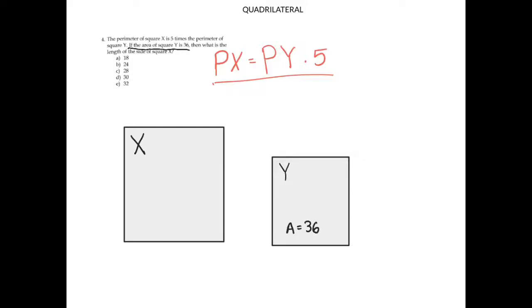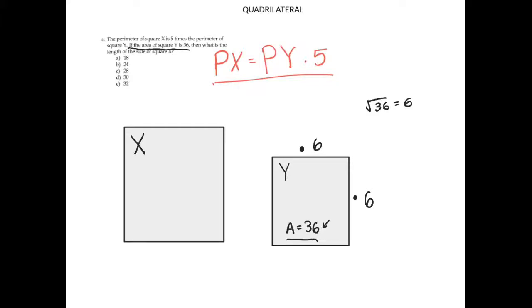So we know that our area of square y is 36. Now from this, how do we get our side lengths? To get our side lengths, we have to take the square root of 36, because we're basically taking these two side lengths multiplied by each other to get 36. So we have to find two numbers that are the same and multiply to equal 36. That'll be the square root of 36, and that'll be 6. So we know that our side lengths for square y are 6 and 6.